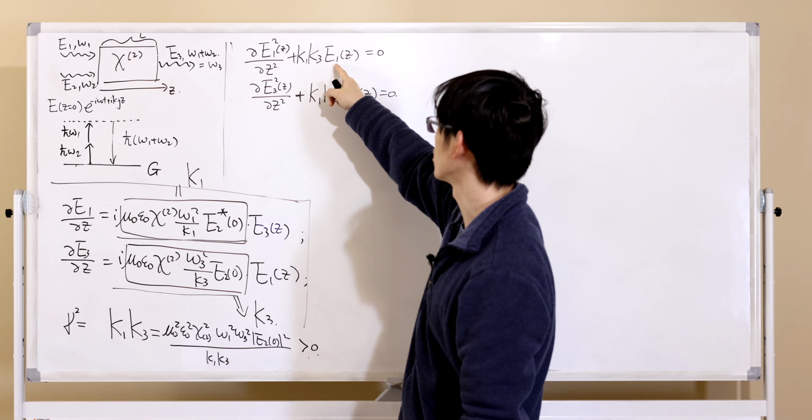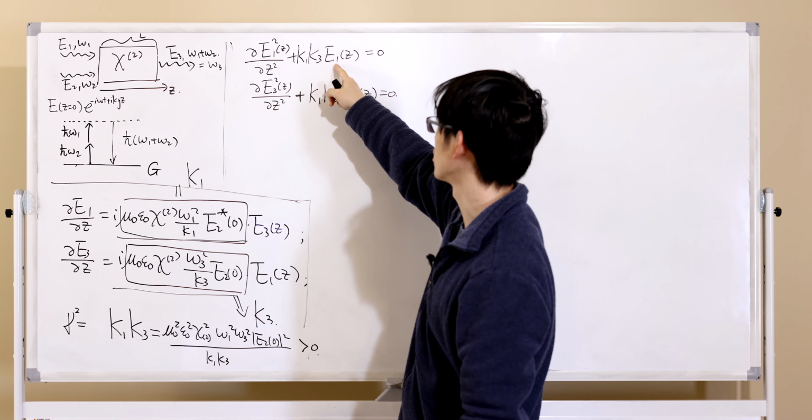Okay, so let's say the dashed line is E1. Okay, the dashed line is E1. So it's oscillating.